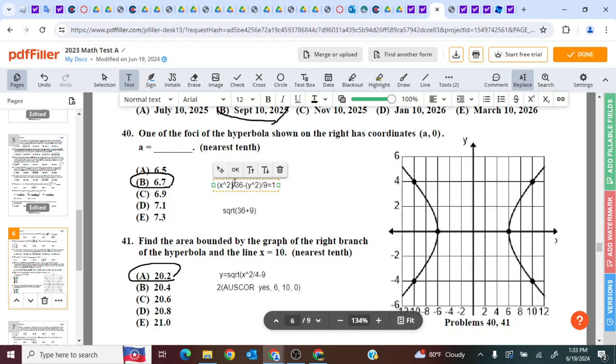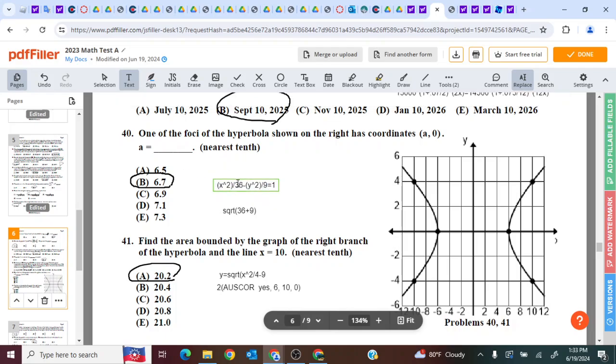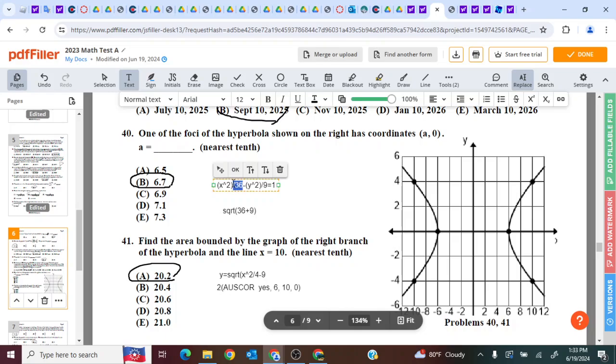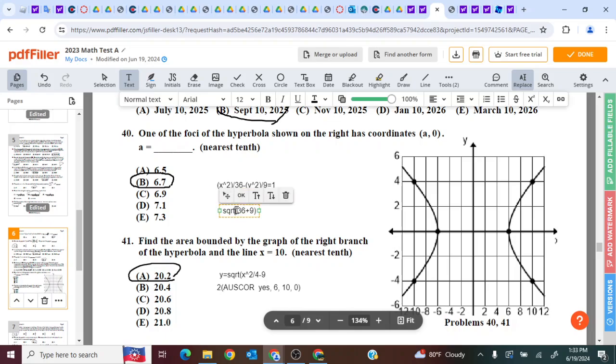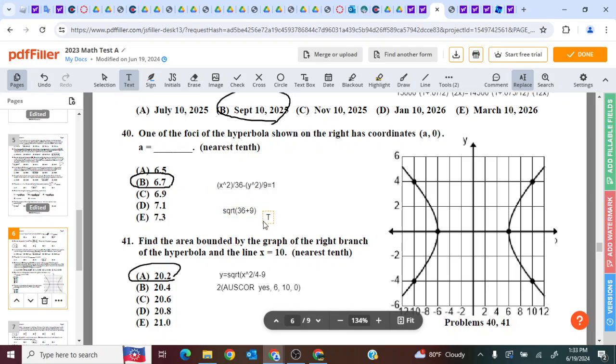Then if you do that, you'll get these values right here: x squared over 36 minus y squared over 9 is equal to 1. These essentially are equal to your axes squared. So for a hyperbola, the focus is the square root of the sum of these axes, in a way. So square root of 36 plus 9.